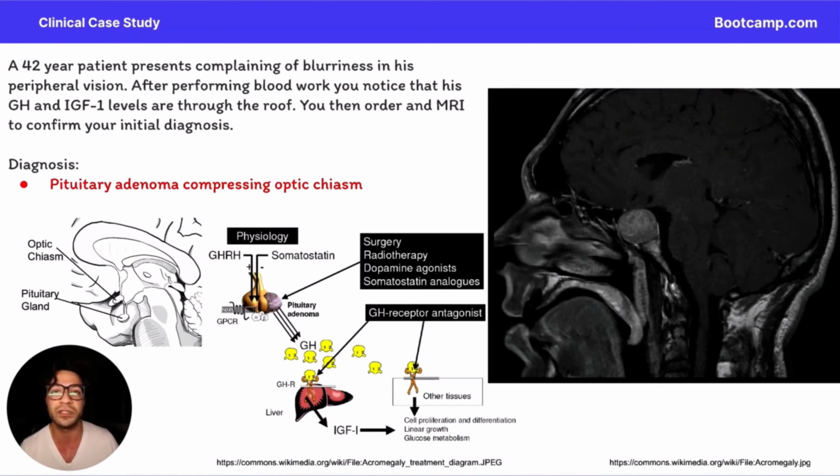So if we have these high levels in the blood, it's an indication that something is going wrong here. And so I hope that makes sense. We're going to move on to the other cranial nerves now.